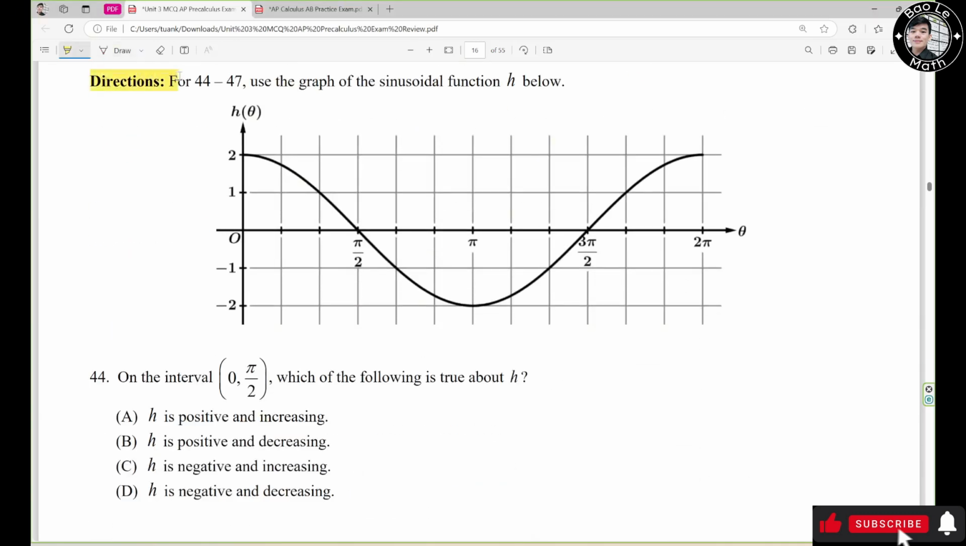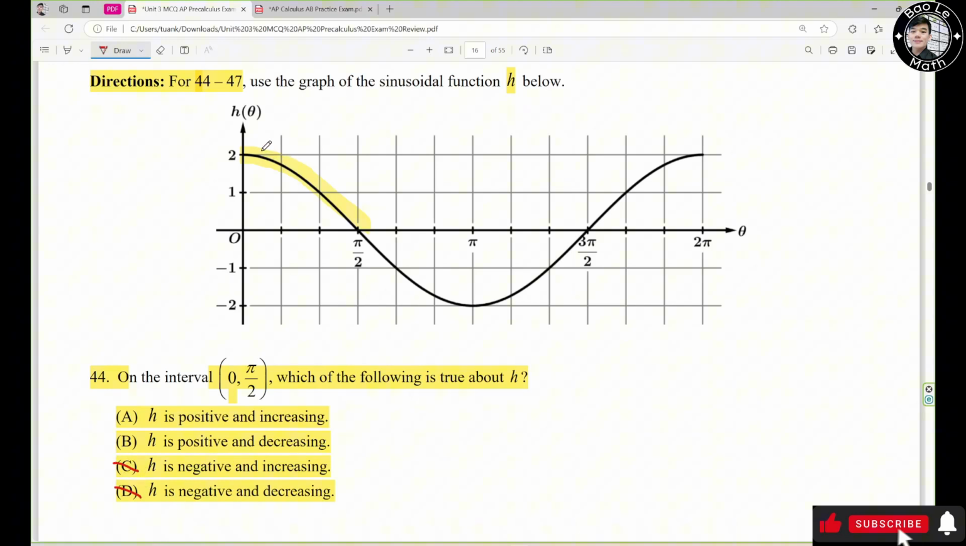Now, directions for numbers 44 to 47. Use the graph of the sinusoidal function h below. Question 44. On the interval 0 to pi over 2, which of the following is true about the function h? Now, the function h is positive and increasing. 0 to pi over 2 is going to be this part right here, right? The function is above the axis, so it can be positive, right? So you need to eliminate C and D.